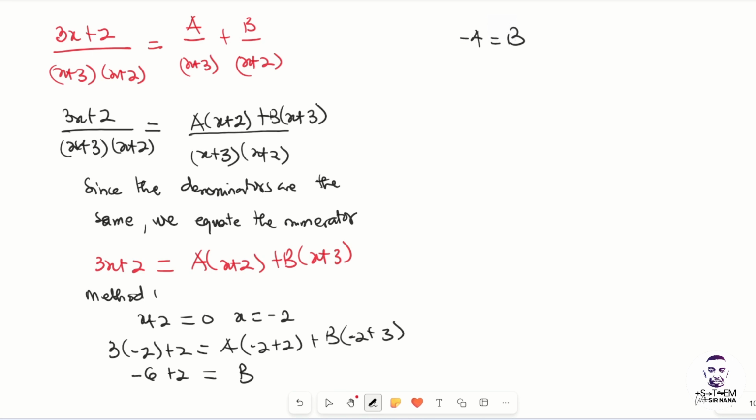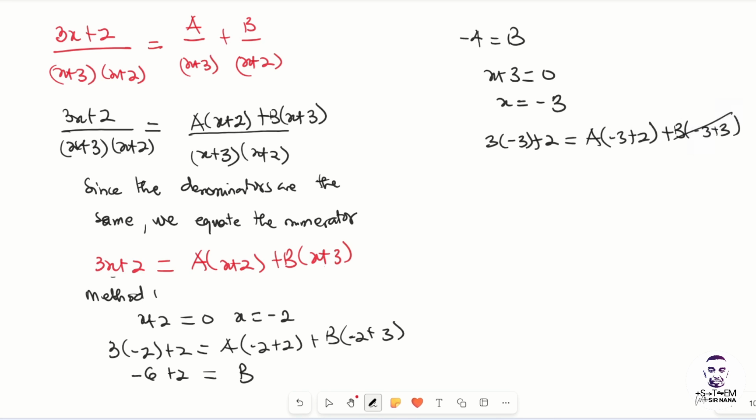And then now we will take the other factor, which is x plus 3. So x plus 3 is equal to 0, so x is equal to negative 3. And then once we get that, we are going to substitute negative 3 in place of x in the equation here again. So you are going to have 3 multiplying negative 3 plus 2 is equal to A, negative 3 plus 2, plus B, negative 3 plus 3.